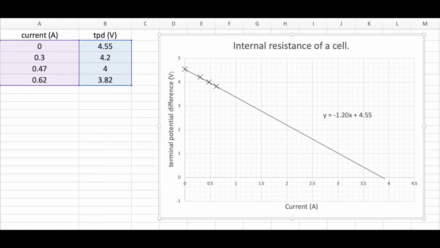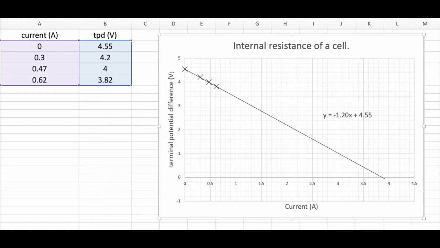Right, there's my graph. As you can see, it's a negative gradient. I've asked Excel to show the equation of the line on the graph. So there, it's in the form of y equals mx plus c. So my y-intercept is 4.55. That's the maximum voltage, which is equal to the EMF of the cell. The gradient of the line is a negative gradient. It's 1.2. So that's the internal resistance of the battery pack that we used, 1.2 ohms. Remember, we used 3 cells. So that means the internal resistance of one of the cells must have been 0.4 ohms.